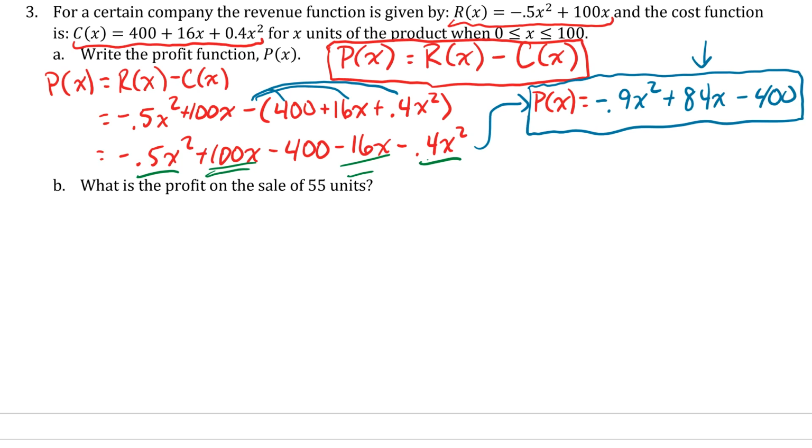All right, part B. What is the profit on the sale of 55 units? So we want the profit for 55 units. Luckily, we just made that profit function. So we just plug in 55 into it. So we have negative 0.9 times 55 squared, plus 84 times 55, minus 400.